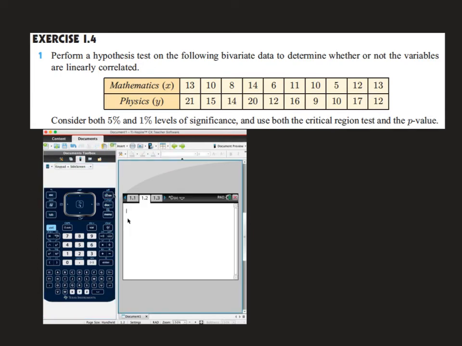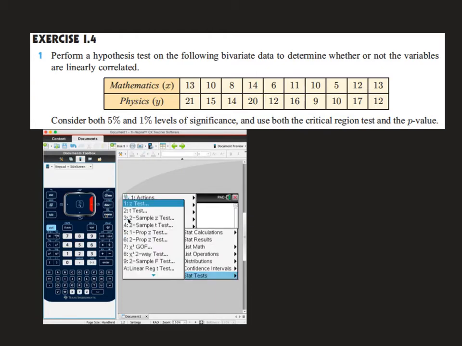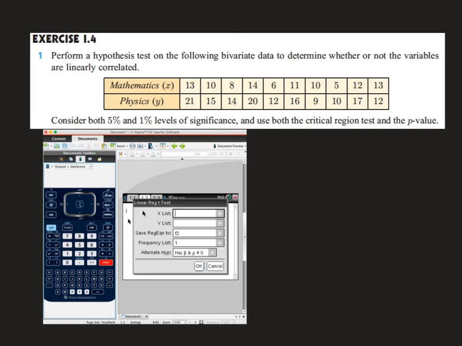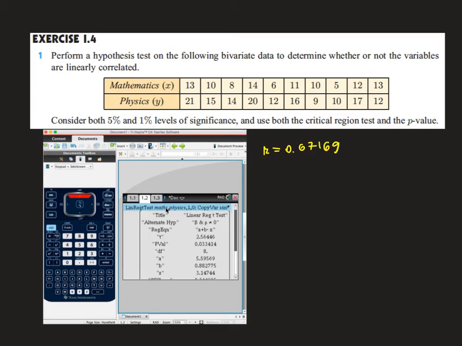And with the GDC, one button, I go menu, stats, stat tests, linear regression t-test, option A. X list is called maths, Y list is called physics, line of regression, two-tail test, and that's what I have. Remember r. So r is 0.67169, and that's the upper part. It was a long list.